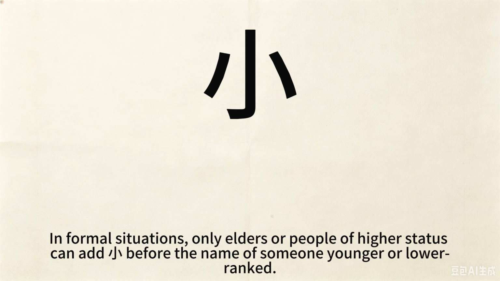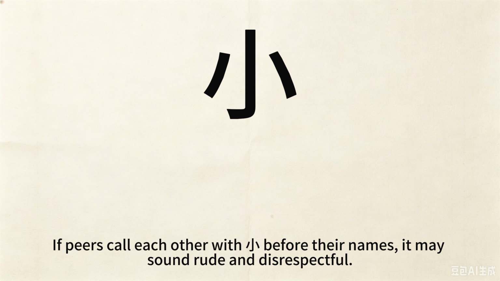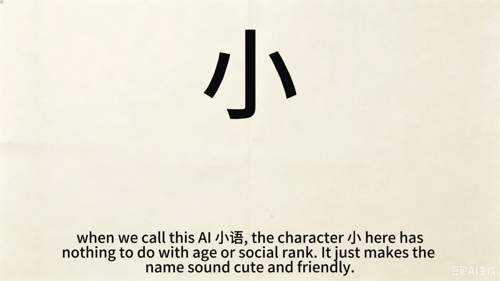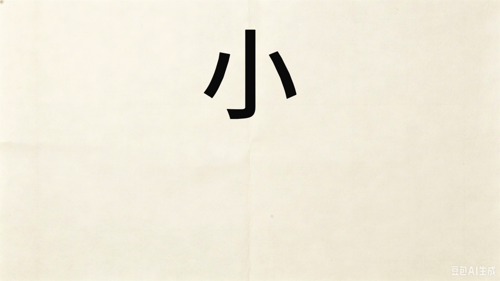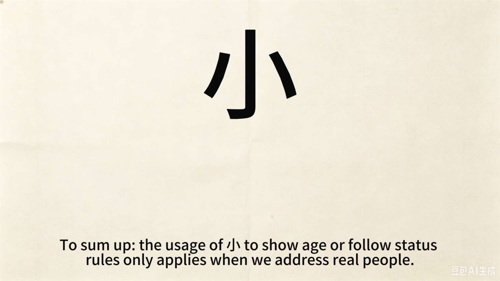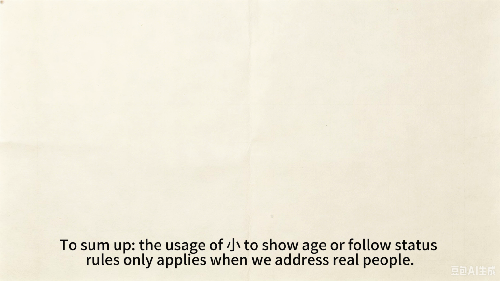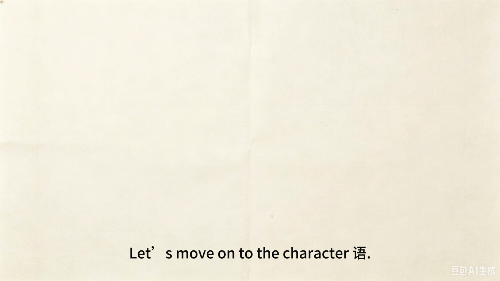In formal situations, only elders or people of higher status can add 小 before the name of someone younger or lower ranked. If peers call each other with 小 before their names, it may sound rude and disrespectful. When we call this AI 小雨, the character 小 here has nothing to do with age or social rank. It just makes the name sound cute and friendly. To sum up, the usage of 小 to show age or follow status rules only applies when we address real people. Let's move on to the character yu.